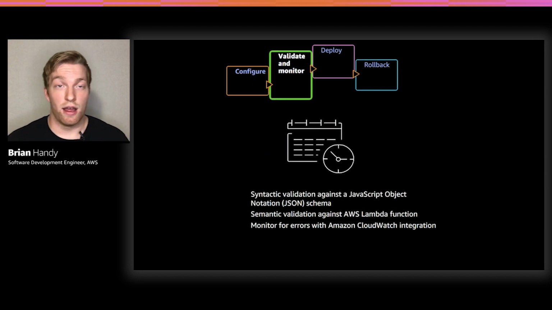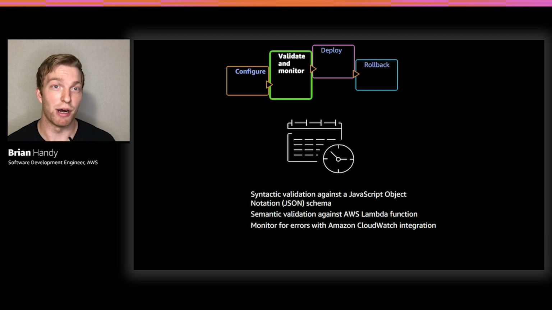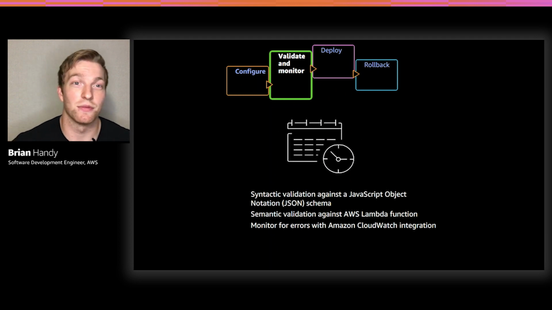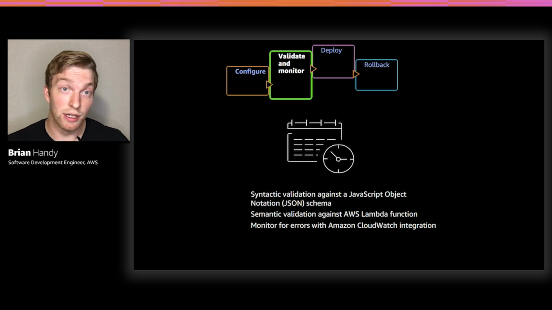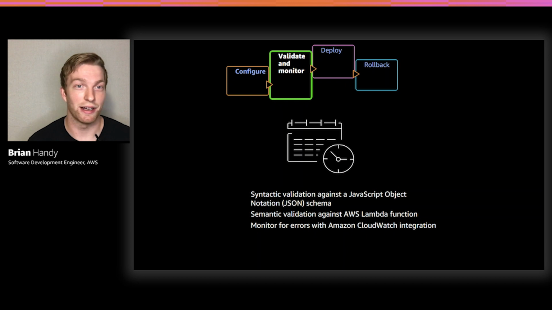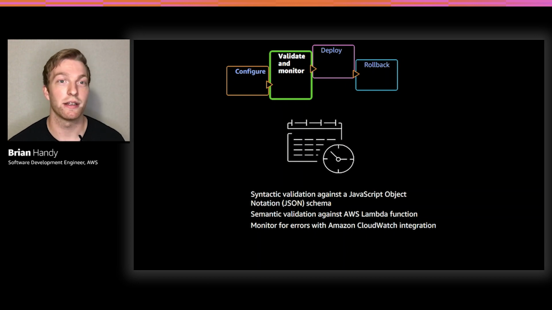So after creating your configuration, the next step is App Config allows you to set up validators and monitors for your configuration. Let's start with validators. So before deploying your configuration, App Config will attempt to validate your configuration content against this list of validators. And if any of your validators determine that the configuration content is invalid, App Config will not deploy that configuration.